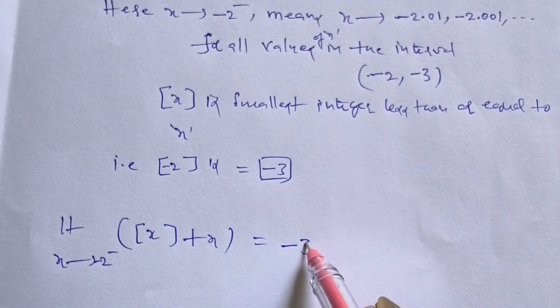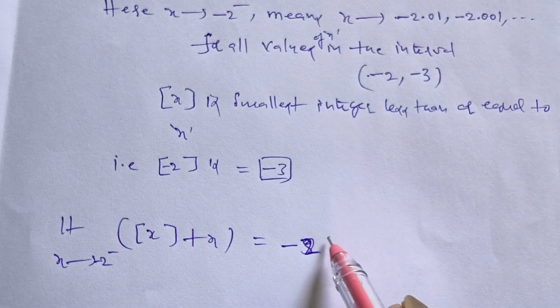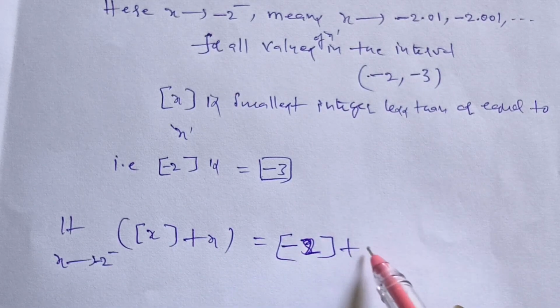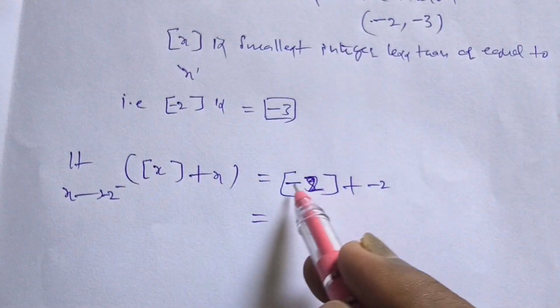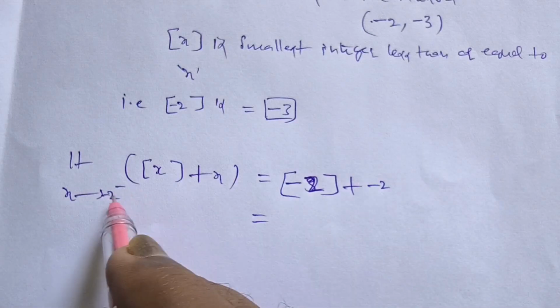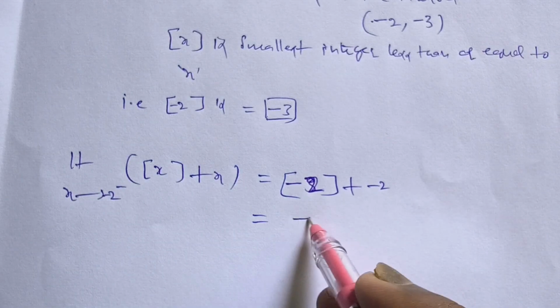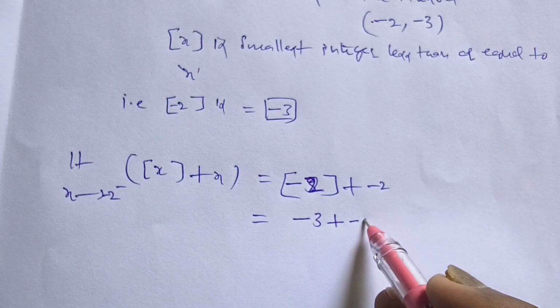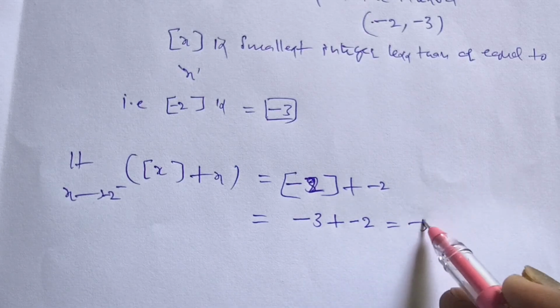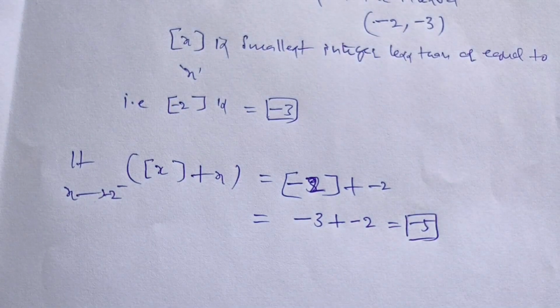Now limit x tends to minus 2 minus of integral part of x plus x is equal to integral part of minus 2 plus minus 2. The integral part of minus 2 in the minus 2 minus case is minus 3, plus minus 2, that is equal to minus 5. This is the second part.